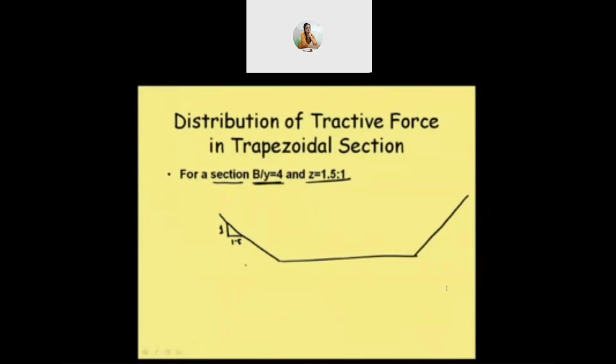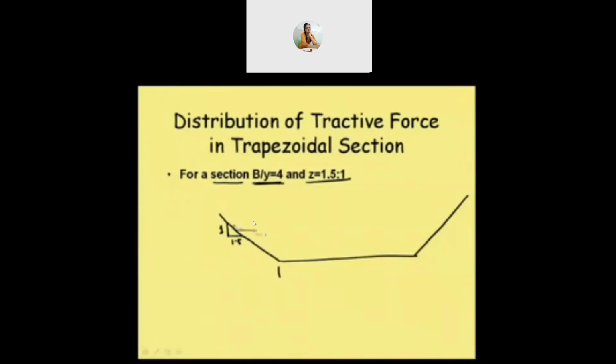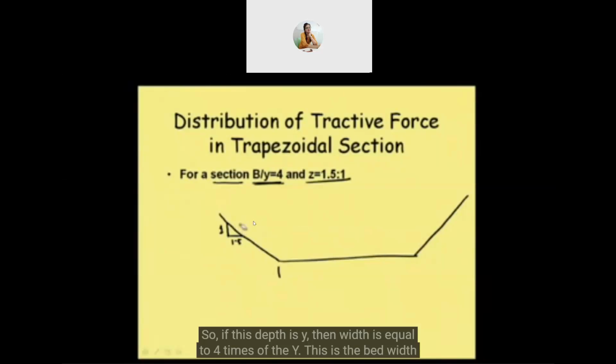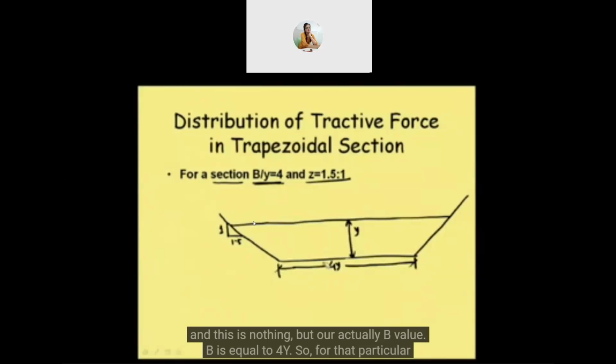And then this width, suppose the depth is Y, let me take a little proportion to it, because B by Y is 4. So if this depth is Y, then the width is equal to 4 times Y. This is the bed width, and this is nothing but our B value. B is equal to 4Y.